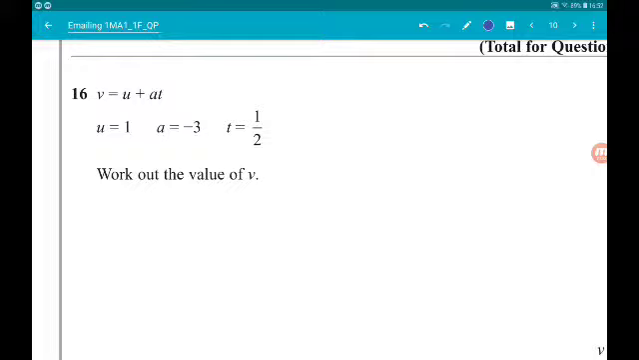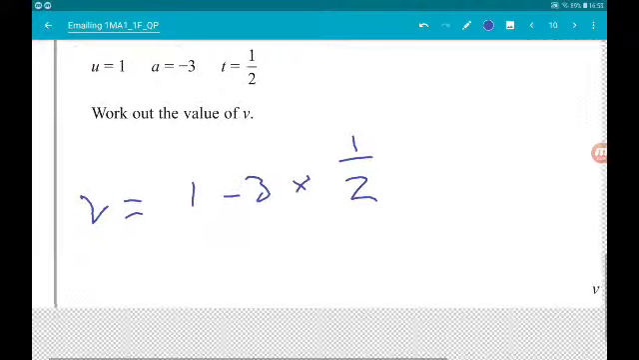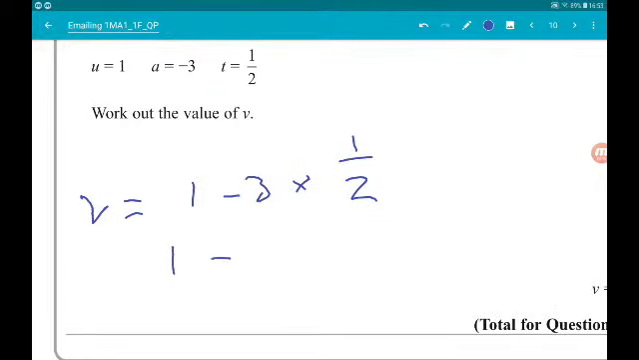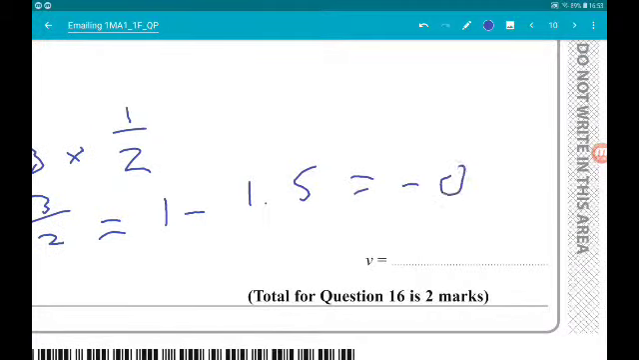Okay, 16, bit of physics. So V is U add AT. U is 1, A is minus 3, and T is 1/2. We want to work out the value of V. So just substitute the numbers in, we get V is equal to 1 minus 3 times 1/2. So this is 1 minus 3/2. 3/2, if you prefer, is 1.5. 1 minus 1.5 is minus 0.5.